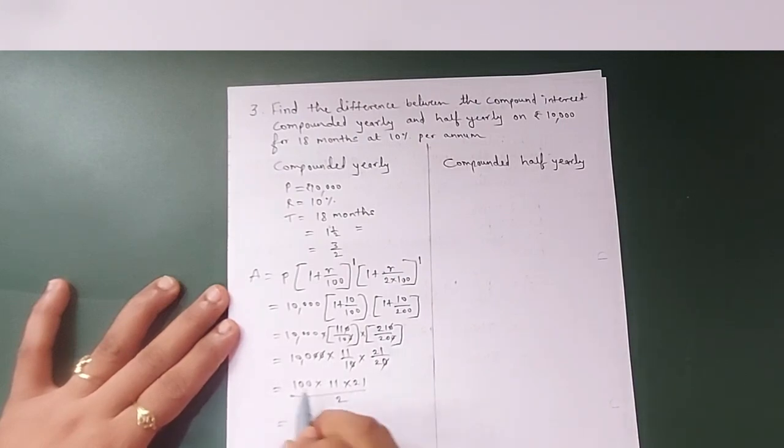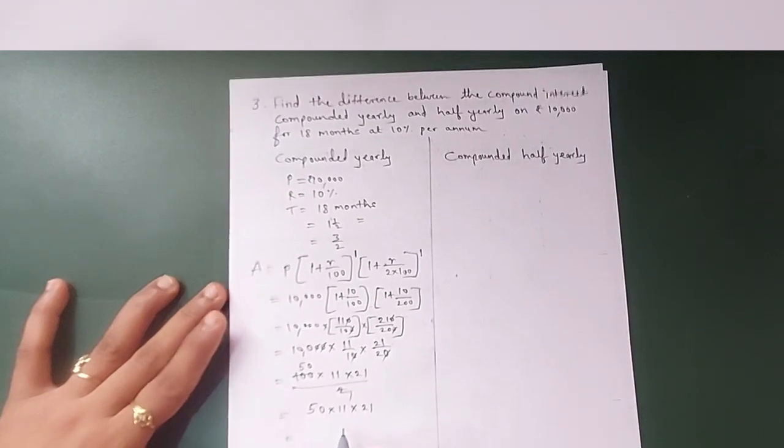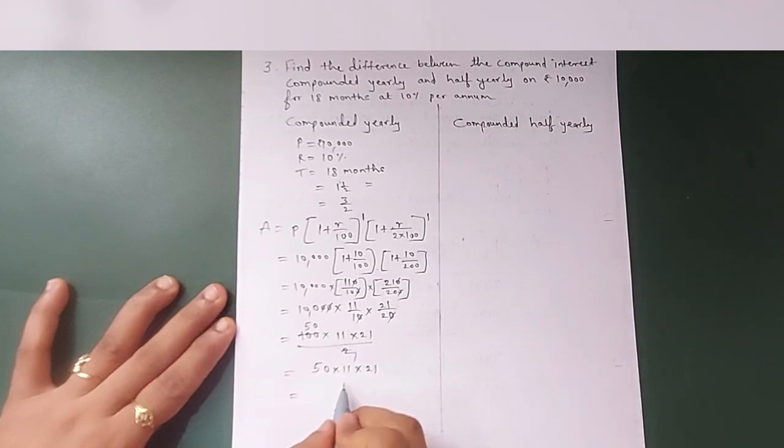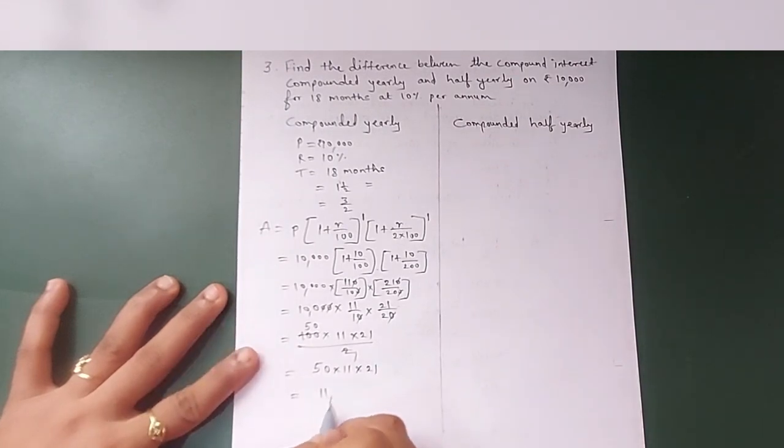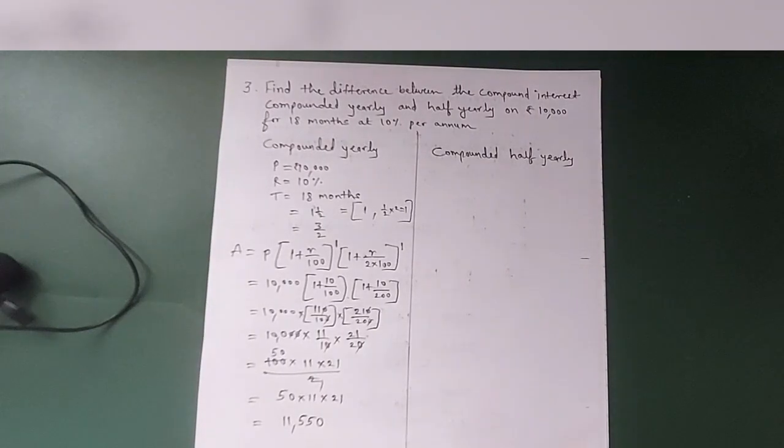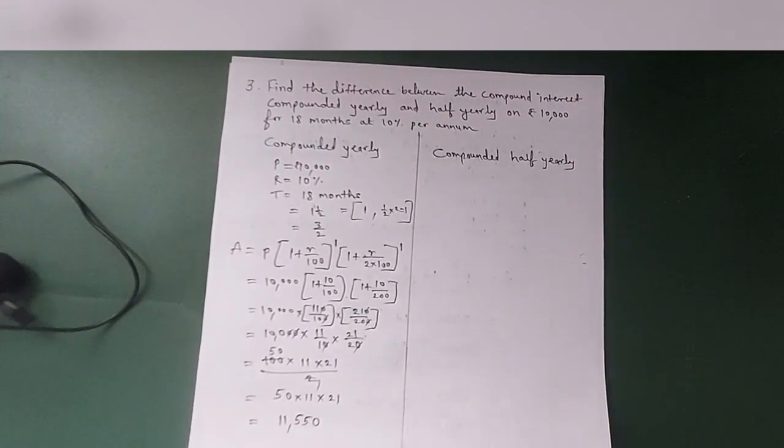So now what you can do? This 100 you can reduce by 2. 2 ones are 2. 2 5s are 10. Then 0. Then 50 into 11 into 21. You have to do that multiplication. After that you will get the answer 11,550.